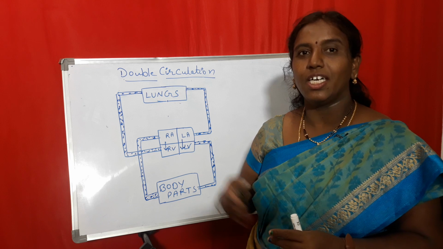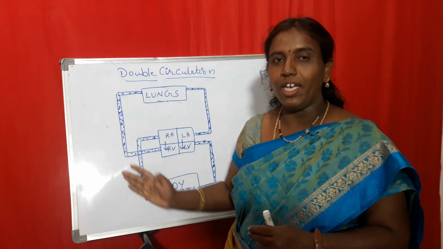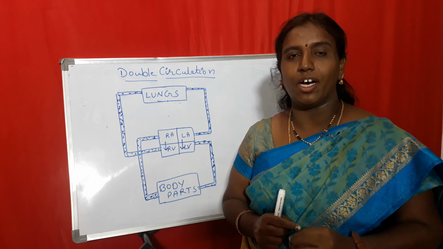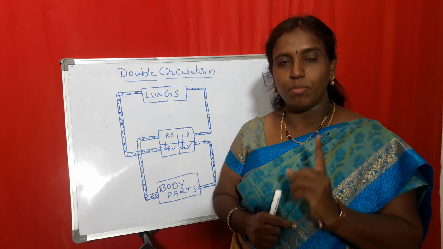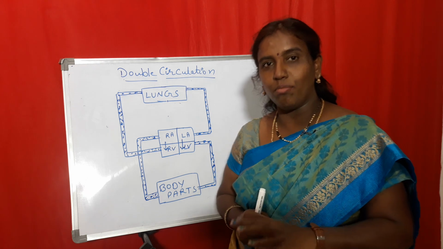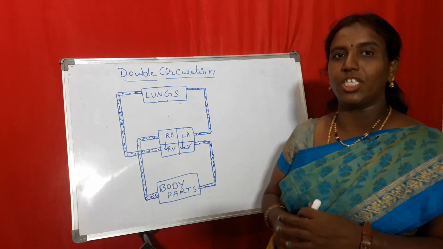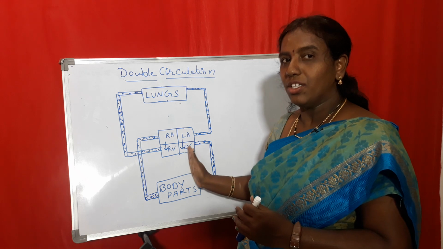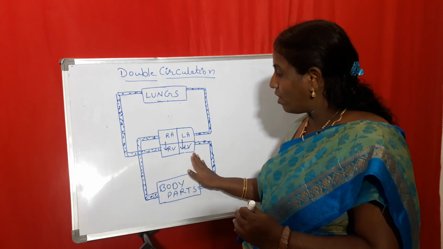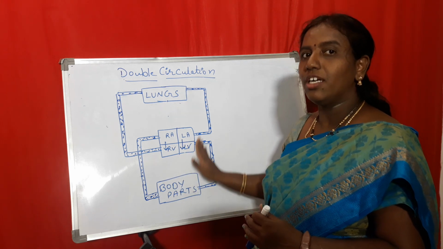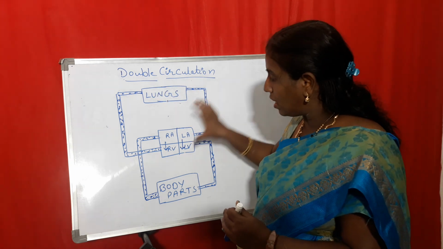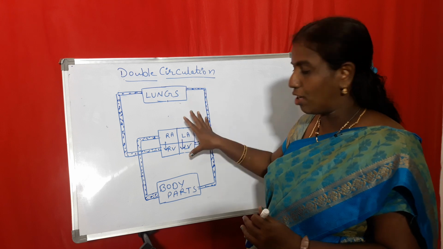Human heart is a double circulatory heart. Why is our human heart a double circulatory heart? Blood comes to the heart twice. Once the blood comes to the heart in the form of deoxygenated blood. The same blood, after oxygenation, again comes to the heart. So the same blood is coming to the heart in the form of deoxygenated blood and oxygenated blood. We consider the human heart as a double circulatory heart. So we begin the double circulatory heart right from the parts.